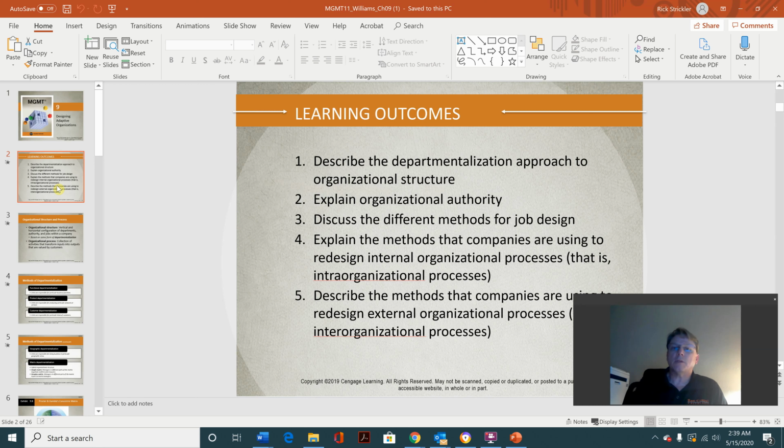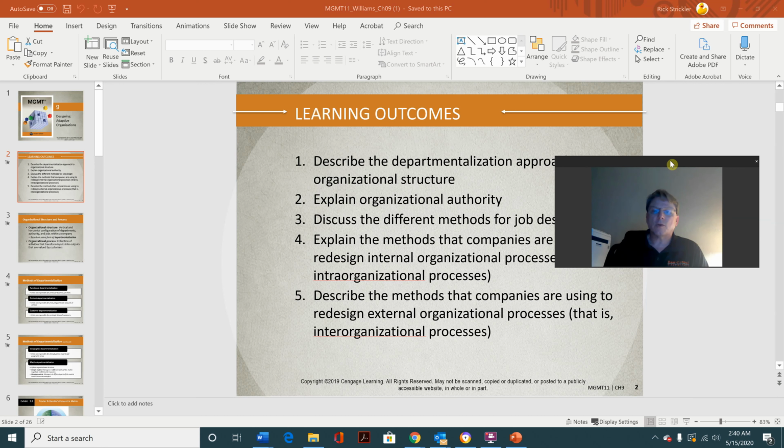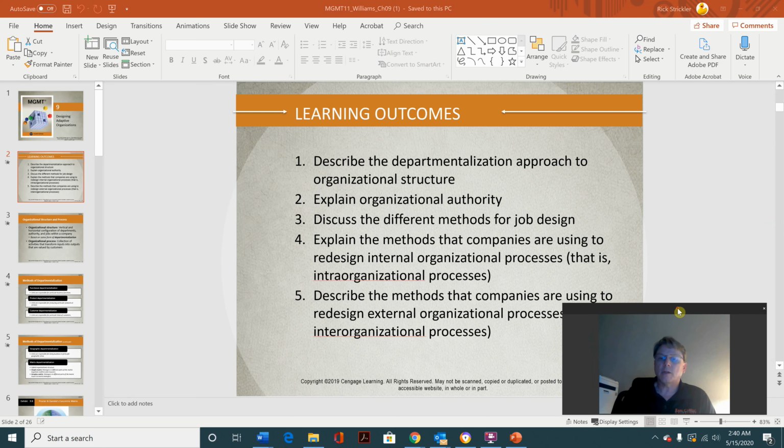In this chapter, learn the departmentalization approach to organizational structure, explain organizational authority, different methods of job design, the methods that companies are using to design internal organizational processes, that is, intra-organizational processes, and describing the methods that companies are using to redesign external organizational processes, that is, inter-organizational processes.